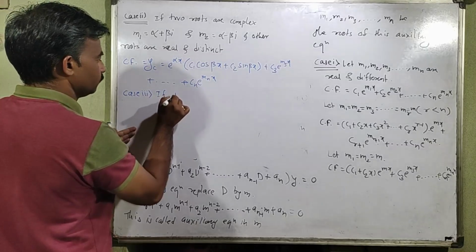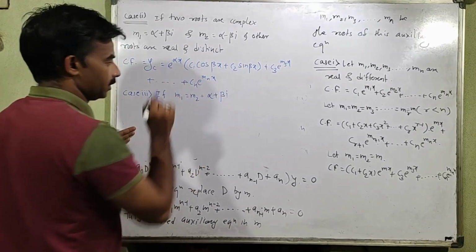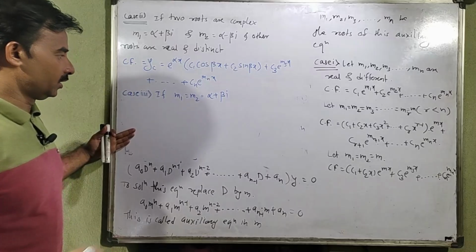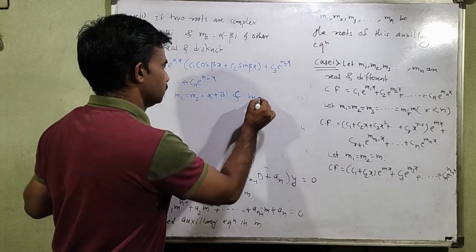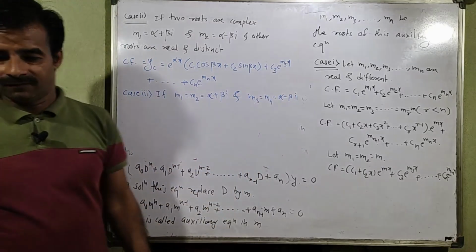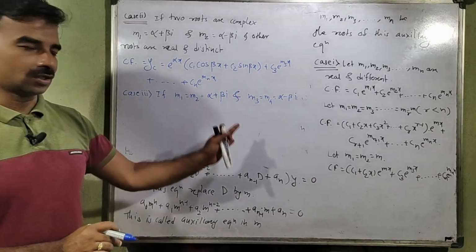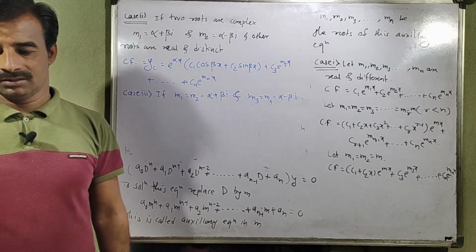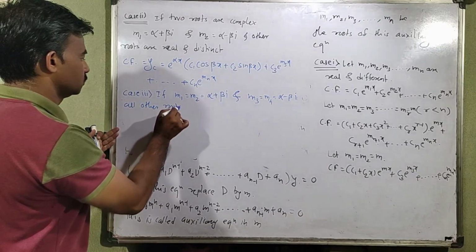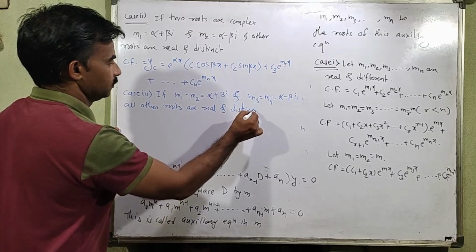If m1 is equal to m2 is equal to alpha plus beta i, and m3 is equal to m4 is equal to alpha minus beta i, that means what? These are the two roots, four roots are complex and all other roots are real and distinct.